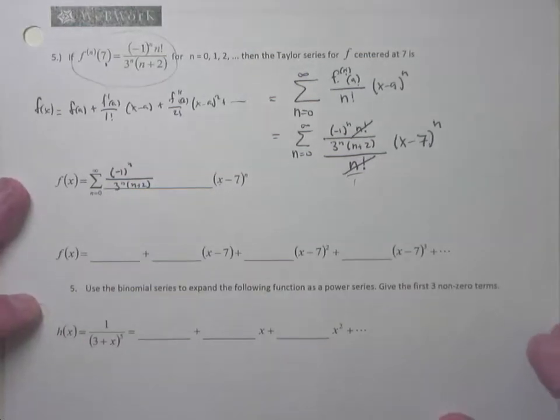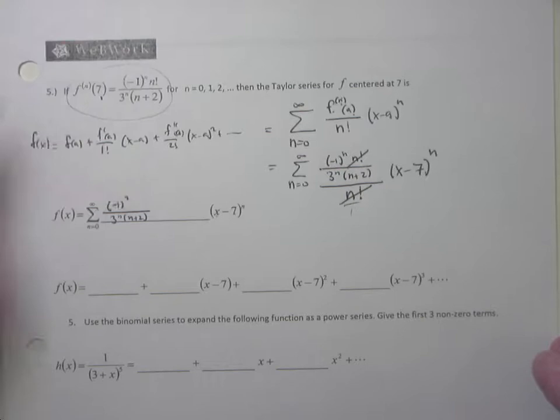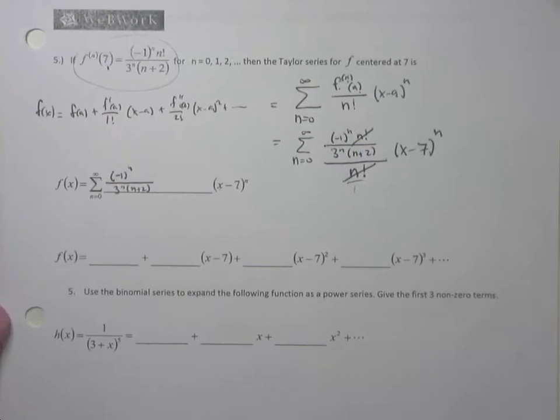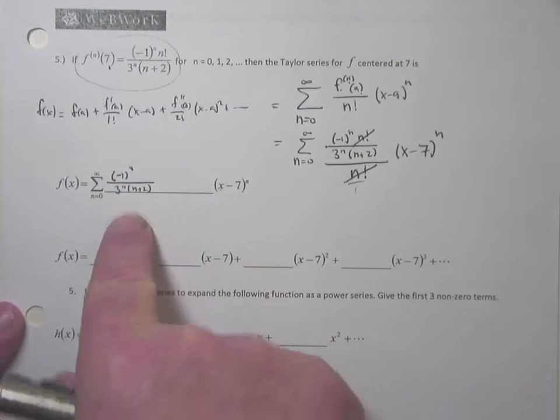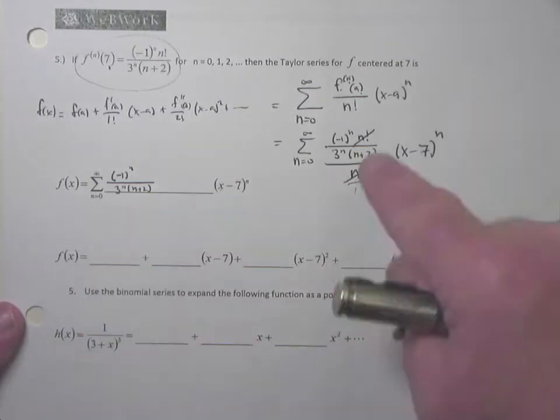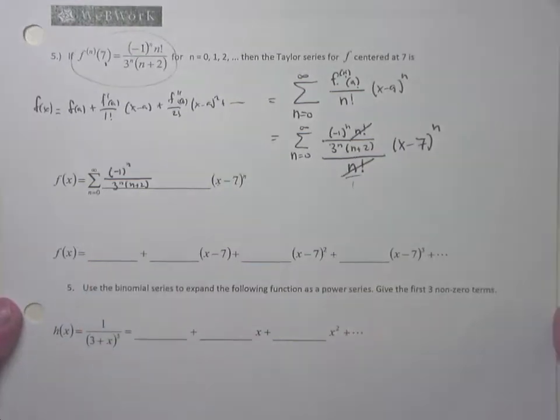The n factorial part in that numerator is going to cancel out. A lot of people just try to put this whole thing into their problem, or they'll put it in there with n factorial on the bottom. But no, WebWork's not going to count that. You've got to clean it up.